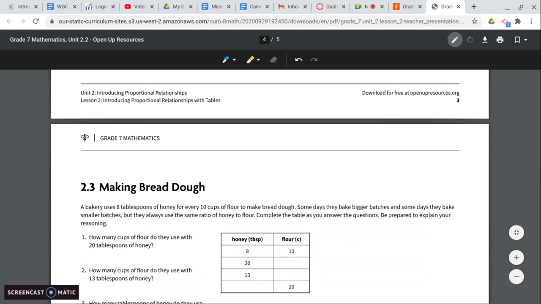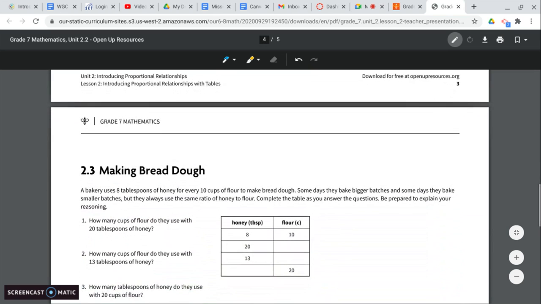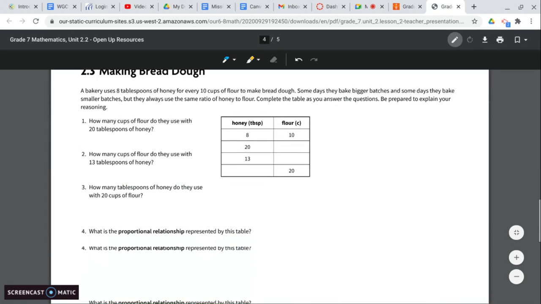All right, making bread dough. A bakery uses 8 tablespoons of honey for every 10 cups of flour to make bread dough. Some days they bake bigger batches and some days they bake smaller batches, but they always use the same ratio of honey to flour. Complete the table as you answer the questions. Be prepared to explain your reasoning. So, how many cups of flour do they use with 20 tablespoons of honey?